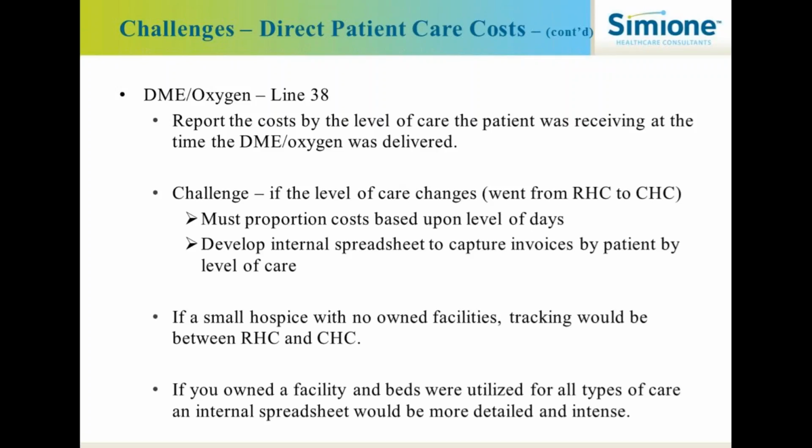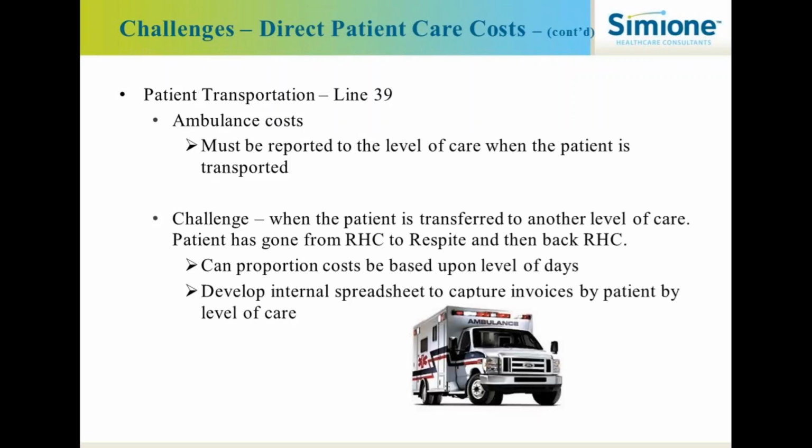If you own a facility and beds were utilized for all types of care, an internal spreadsheet would be more detailed. One of the challenges that we're finding as we're beginning to prepare cost reports is that you cannot report DME and oxygen for GIP and respite care. The cost report right now, the expenses flow does not allow you to allocate costs directly to the DME line. So even us as preparers, we're facing some of the challenges of just trying to get some of the costs in the appropriate cost centers on the cost report.